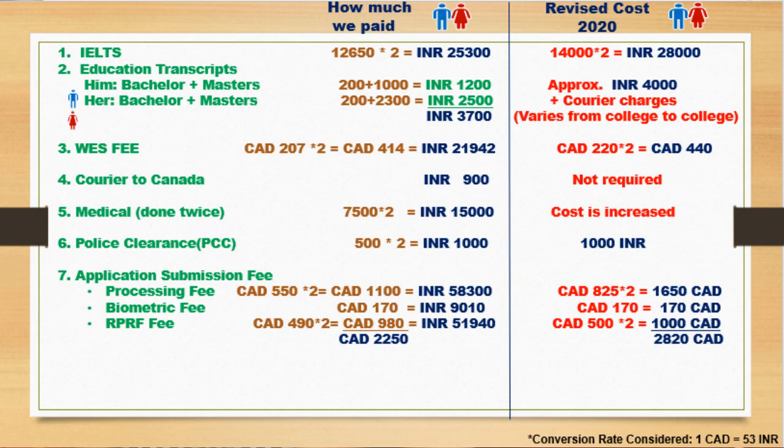Guys, CIC has revised its fee structure from 30th April 2020. The processing fee has been increased to $825 from $550. The biometric fee is the same, which is $170. The RPRF fee has increased to $500 from $490. So the total amount that you will have to pay now is 2,820 Canadian dollars.